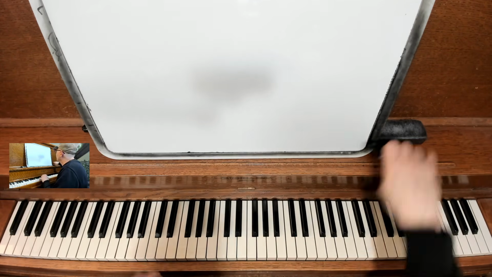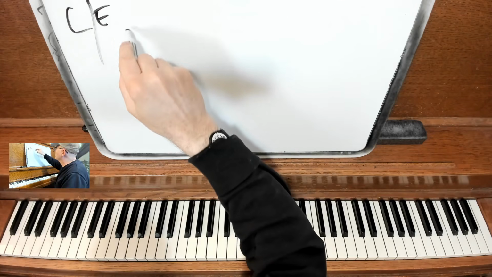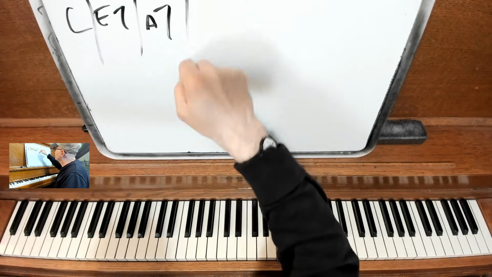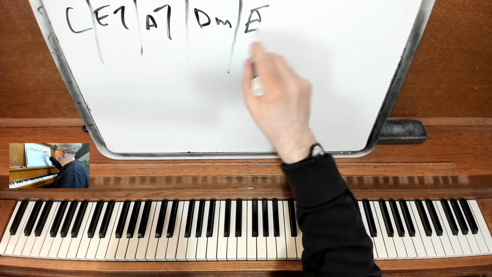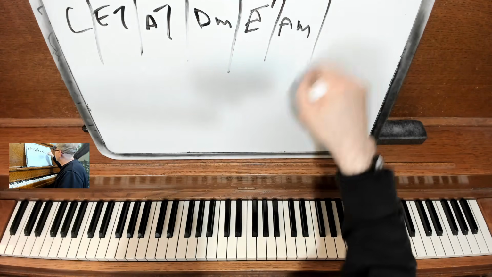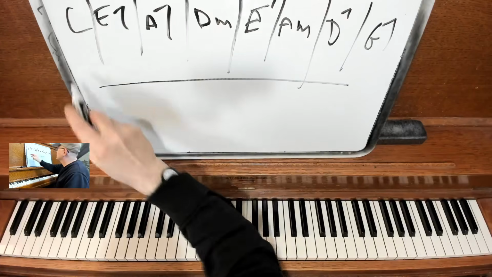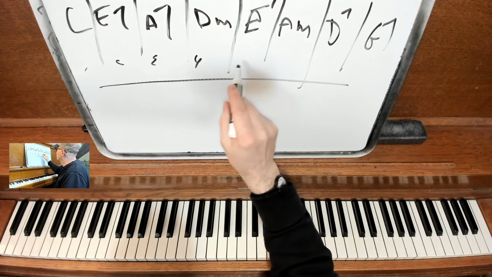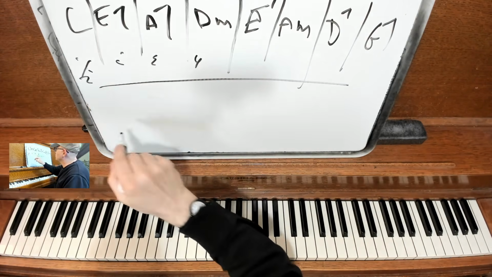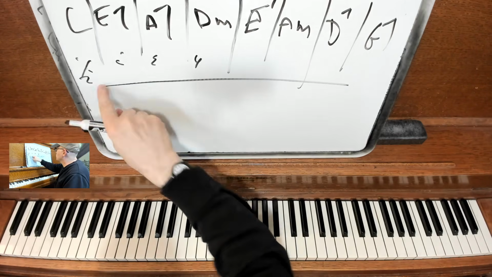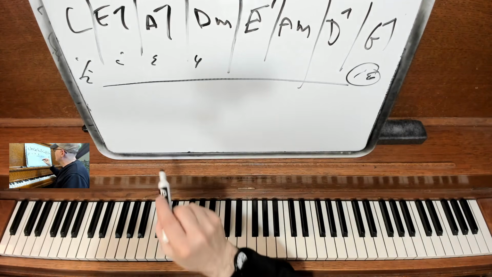Well, you know what I'm going to do? Let me write out the chords first. So C, E7, A7, D minor, E7, A minor, D7, G7. Okay, that's 1, 2, 3, 4. Well, each of these is really two measures. So 2, 4, 6, 8, 10, 12, 14, 16. That's really bar 16.